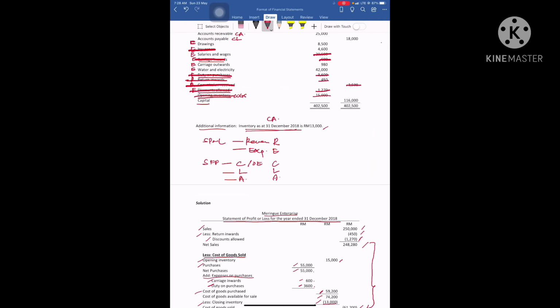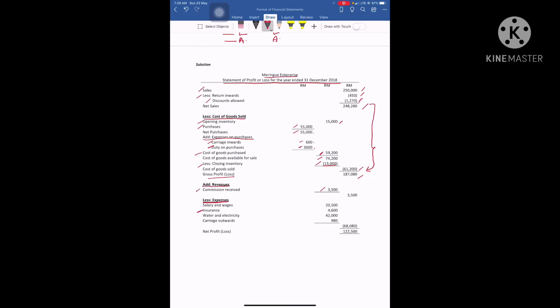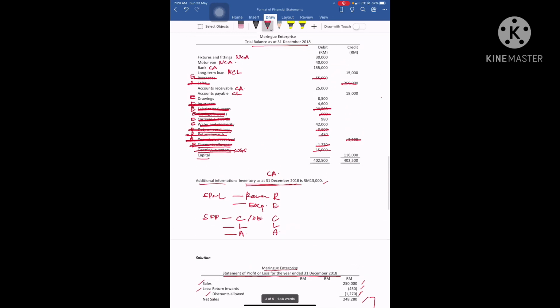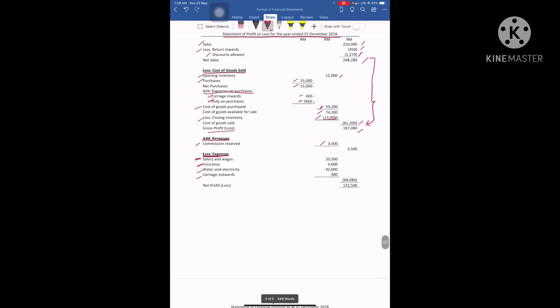Salaries and wages. We have the carriage outward. We have water and electricity. Okay, so all these kinds of expenses, we put in our expenses over here, right? Salary 20,500, insurance already put in, and then water and electricity, and also our carriage. Now if we want to see is there any other expenses that we forgot, so nothing, so everything has been crossed off.